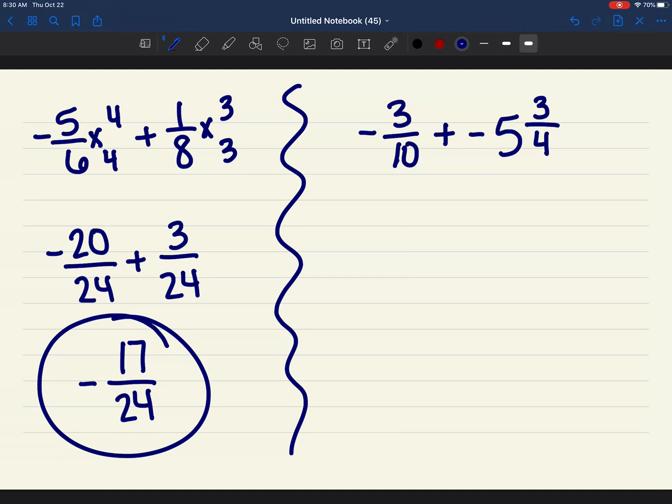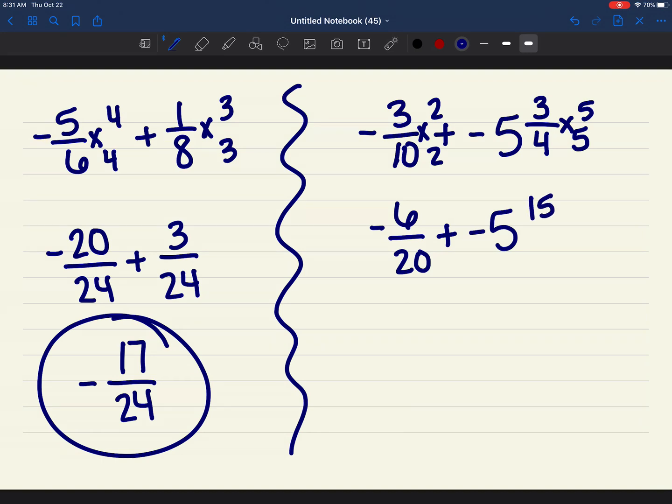So what would be a common denominator for 10 and 4? 40. Somebody over there said it correct. 20. Now, 40 would work, but it's going to be bigger than what you would actually need. Okay, so let's use 20. How do I get from 10 to 20? Times 2. Okay, what's 3 times 2? So I get negative 6 over 20 plus negative 5. How do I get from 4 to 20? Okay, what's 3 times 5? 15.